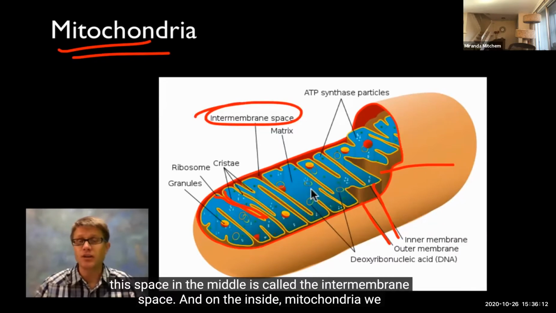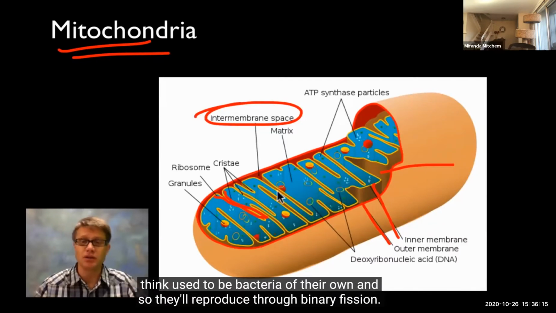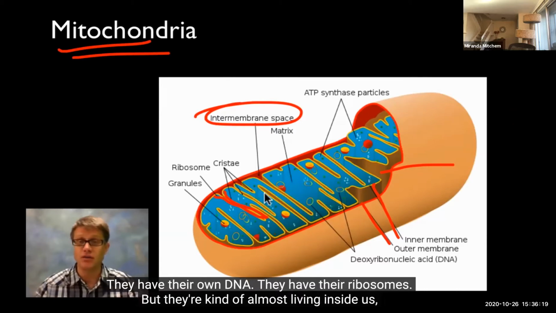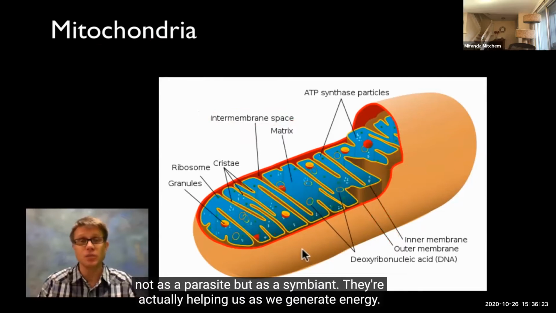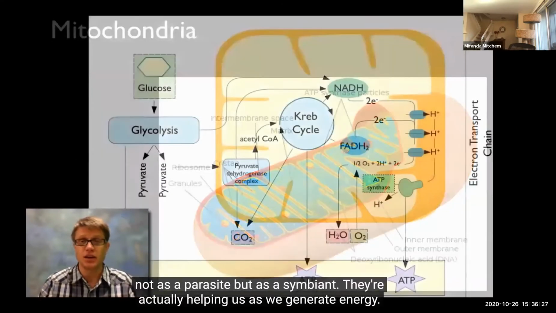And on the inside, mitochondria, we think, used to be bacteria of their own. And so they'll reproduce through binary fission. They have their own DNA, they have their ribosomes, but they are kind of almost living inside us, not as a parasite, but as a symbiont. They're actually helping us as we generate energy.